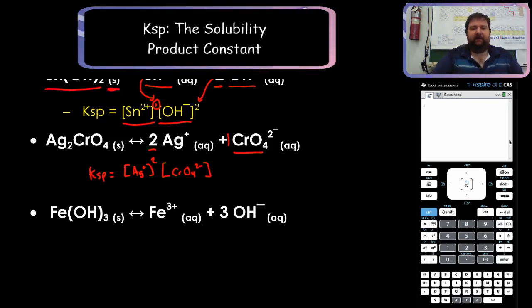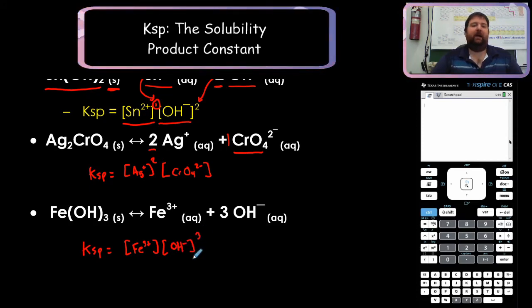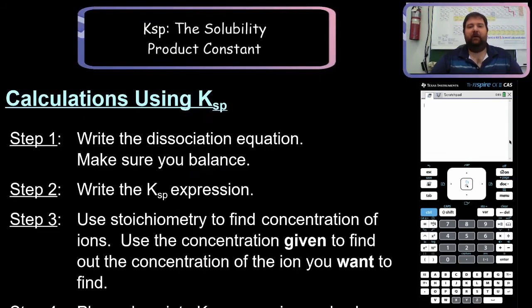And finally, give this one a shot. So we have our Ksp is equal to our concentration of iron 3+, multiplied by our concentration of OH-, but this concentration is going to be to the power of 3. And there we go. We've done some examples here for Ksp.